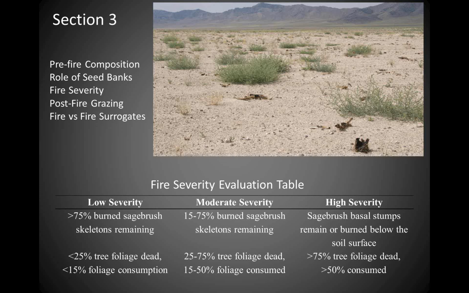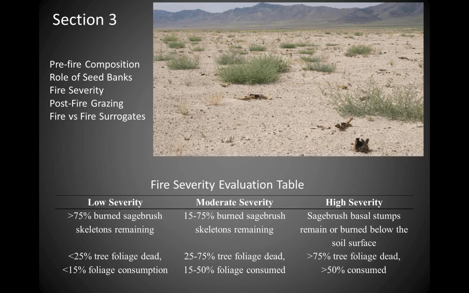For example, in the photograph here, this would go right into high severity fire because we have nothing but sagebrush stumps. In a lot of cases, the sagebrush stumps you can't see because they were burned below the soil surface. All the organic matter was consumed. There's very little charring other than what you see for those stumps. If there were trees on the site, there are characteristics of how much bark is left, and how it killed the foliage, or if it removed it.